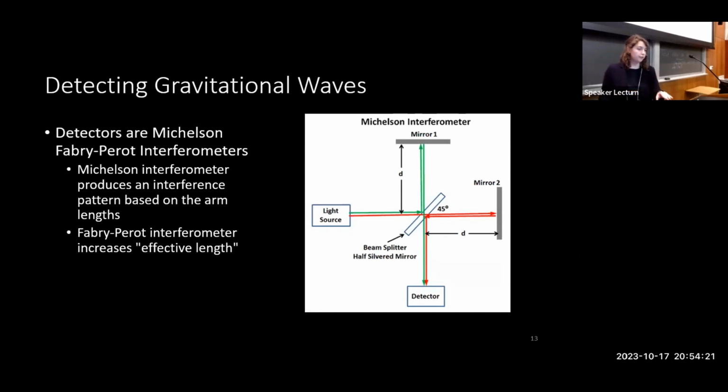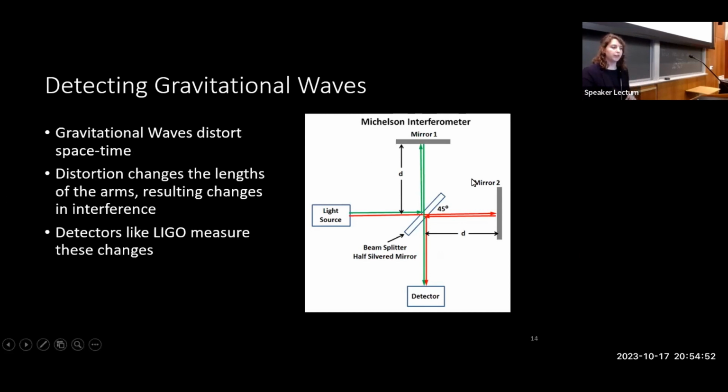We also improve this by adding a Fabry-Perot interferometer into each of those arms between the beam splitter and the mirror. And that just increases the effective length. If you think about a 2x4, if it's a foot long and it's warped, you're not really going to see it. But if it's 8 feet long, you're going to see that difference a lot better. So this is how we actually detect them. We use an interferometer, and we're lucky because they don't distort everything the same way.